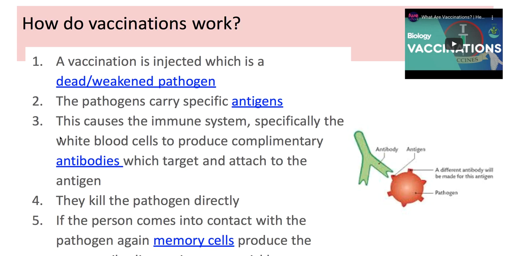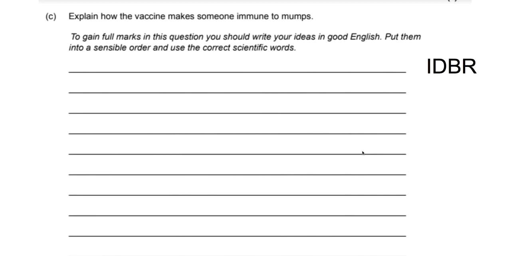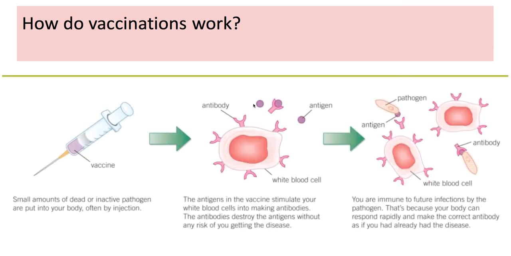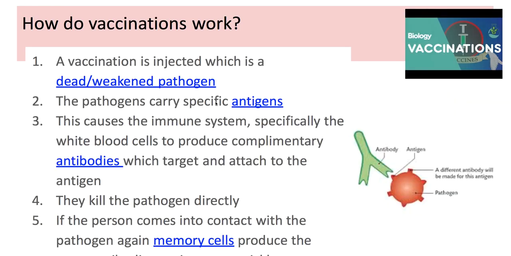Moving on then to how vaccinations work. It's important that you know this process, and you might choose to put this diagram into your notes. So pathogens are disease-causing organisms: virus, bacteria, fungus, protist. And pathogens have particular antigens. These are proteins on the outside of your pathogen.